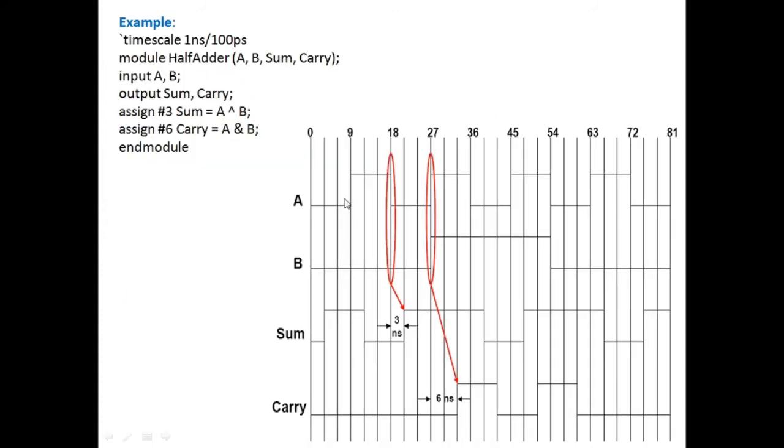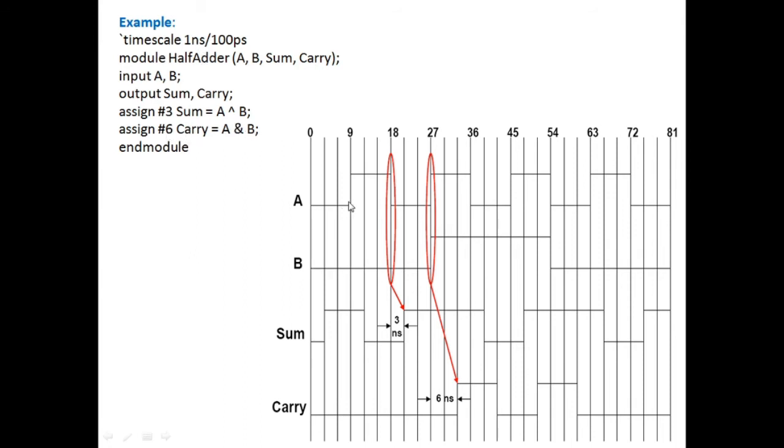So I have taken an example here. Take timescale 1 nanosecond. What is the time unit? 1 nanosecond. So A exclusive or B is assigned to output sum. That means that as soon as A and B receive the values, we are not going to get the output immediately. The sum has to wait for a certain time, that is 3 time units, 3 nanoseconds. Similarly, for A and B, carry is waiting for 6 nanoseconds.